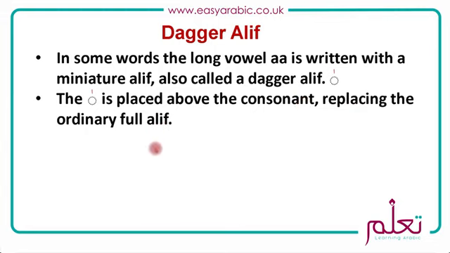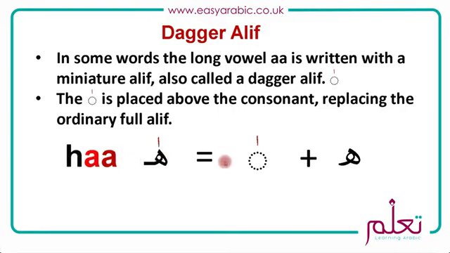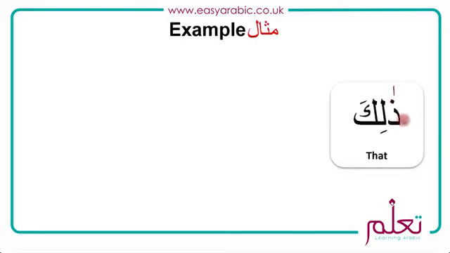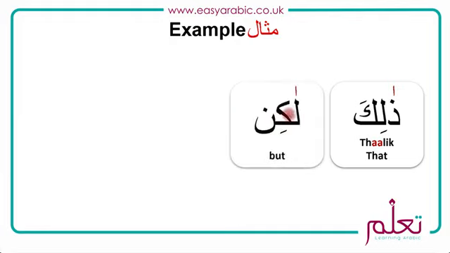So if we look at this example, we've got the letter ha plus the miniature alif, and it looks like that. And that is pronounced ha. So examples of this, first one is dal with the miniature alif, lam with the kasra, dhalik, kaf with the fatha, dhalika, which is that. Next one is lam with the alif, la, kaf with the kasra, laki, noon, lakin.